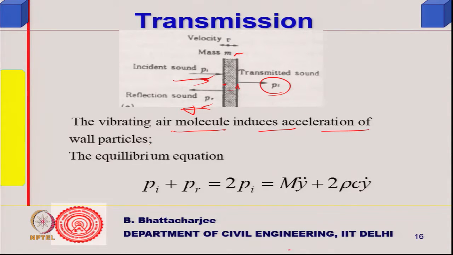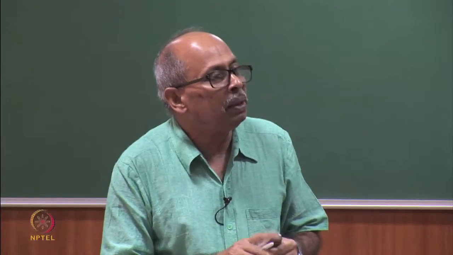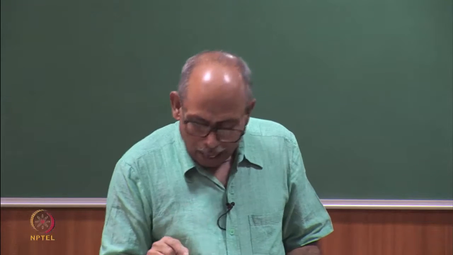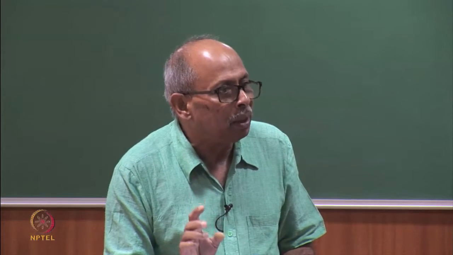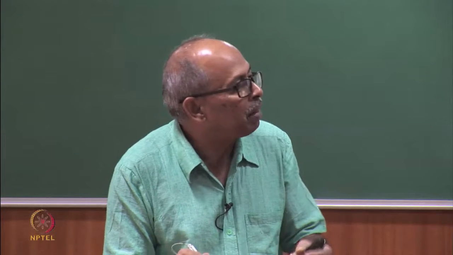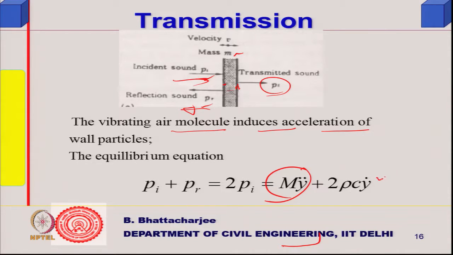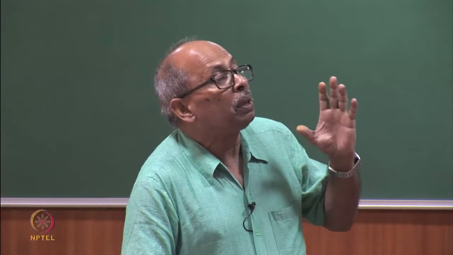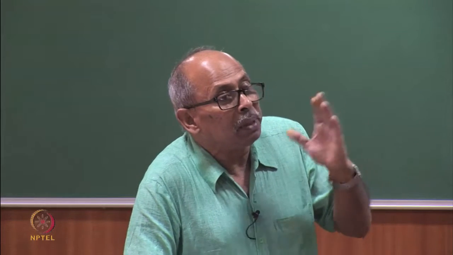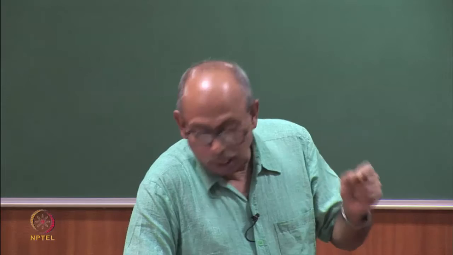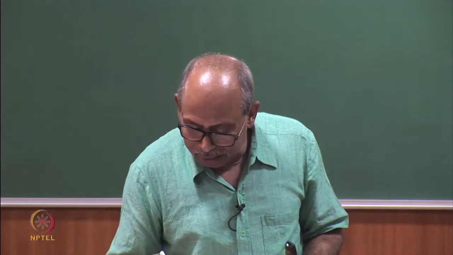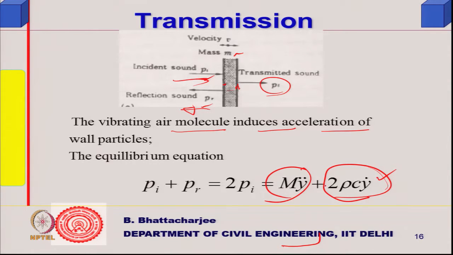and this results in mass into acceleration, y double dot, where I am using y for displacement, if you remember. So, y double dot means acceleration of the particle, and m is the mass per unit area, because I am talking of pressure. And y dot is velocity, and remember, if I have velocity, acoustic pressure must equal the acoustic impedance multiplied by velocity. So, I have both acceleration and velocity, and this is rho c y dot, so the 2 P I is the force that is acting here.